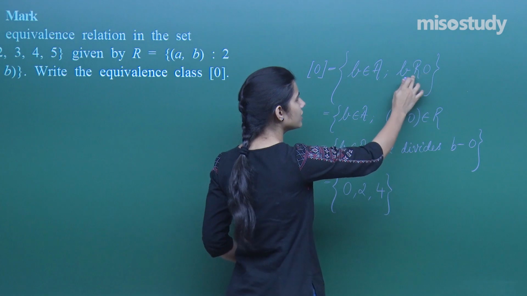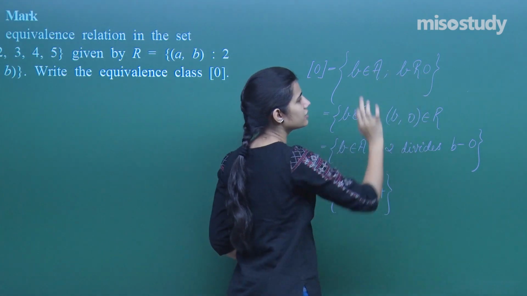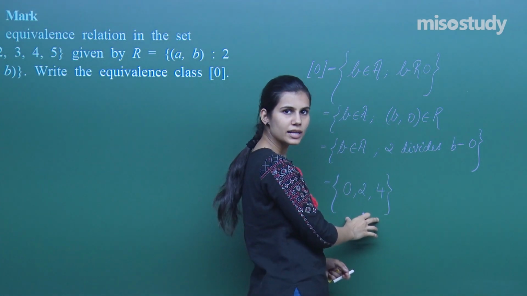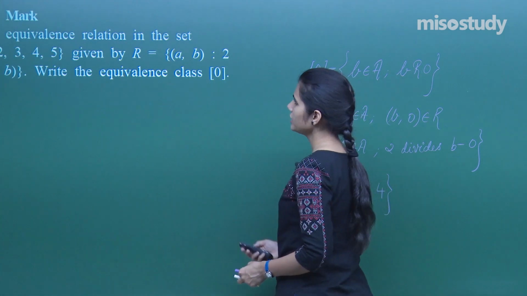0 is related to 0 under the relation R. 2 is related to 0 under the relation R. 4 is related to 0 under the relation R. And therefore, inside the equivalence class of 0 lie those elements of set A which are related to 0, and they are these 3 elements. So this is the equivalence class of 0.